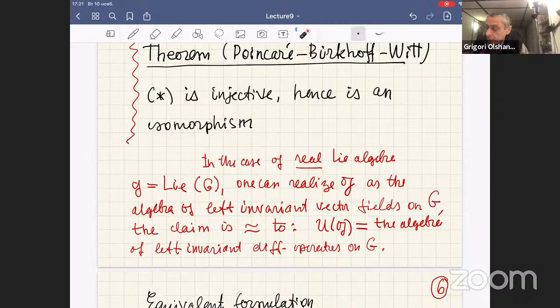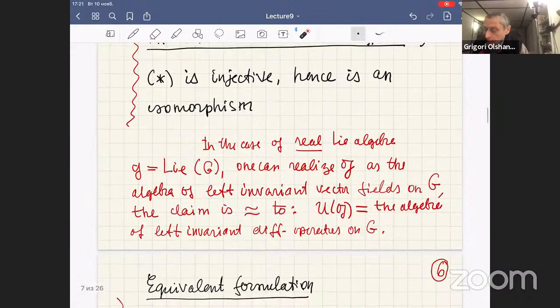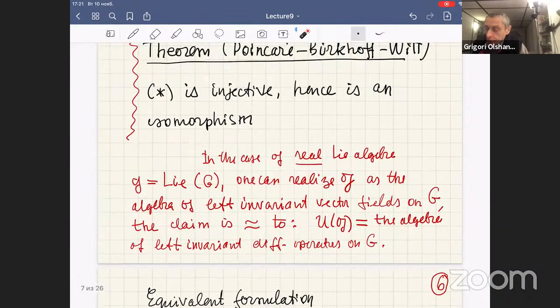But in fact, this result holds without the restriction that the ground field is a field of real numbers. It's a very general fact. It can be found in any good textbook about representations or Lie theory. I don't want to prove it.